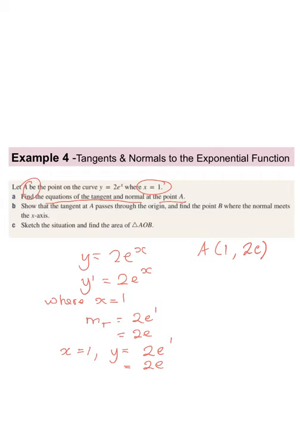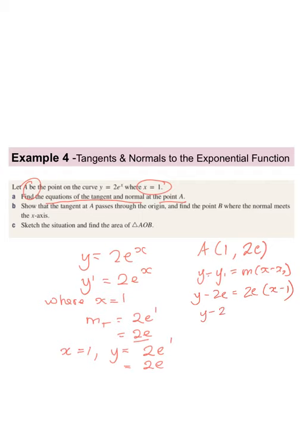Okay, and we know that the gradient of the tangent at point A is also 2e because we found that previously. So let's substitute into our point gradient formula, which is y minus y1 equals m outside of x minus x1. And substituting in our y value of 2e, we end up with then our gradient, which is m times x minus 1. Let's expand and simplify.